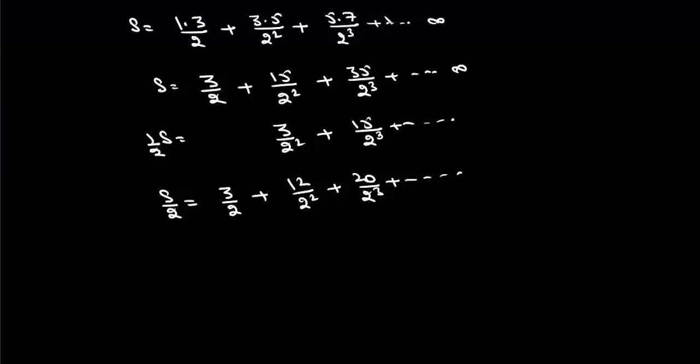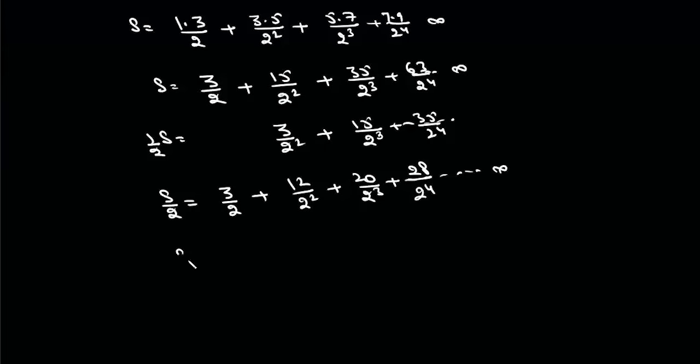Now the next one is 7 into 9 upon 2 to the power 4. So it will be 63 upon 2 to the power 4, and this is 35 upon 2 to the power 4, and this is 28 upon 2 to the power 4 up to infinite.